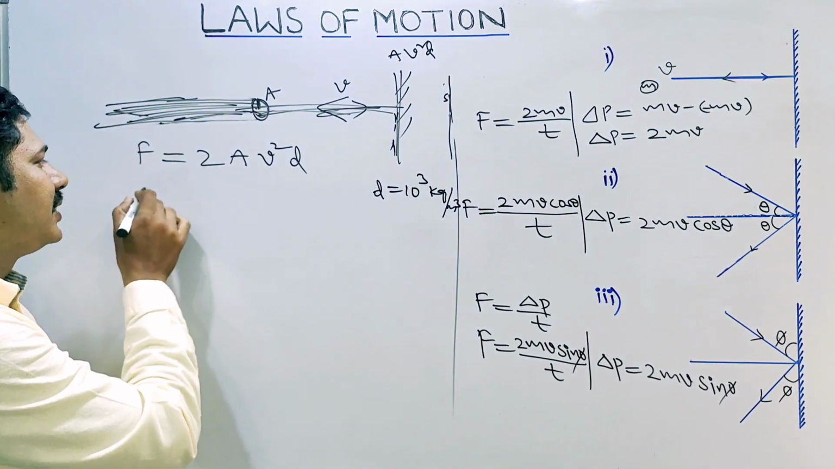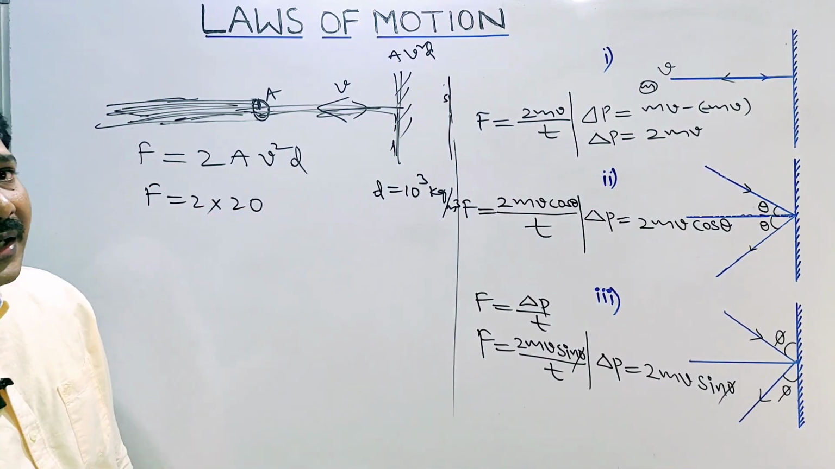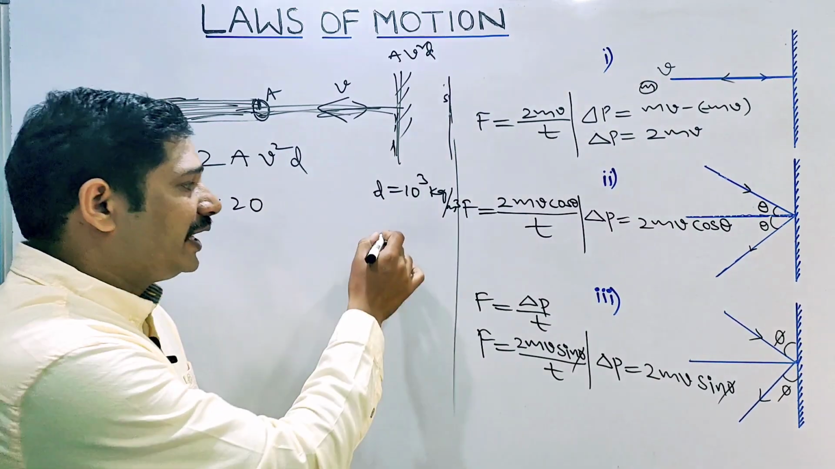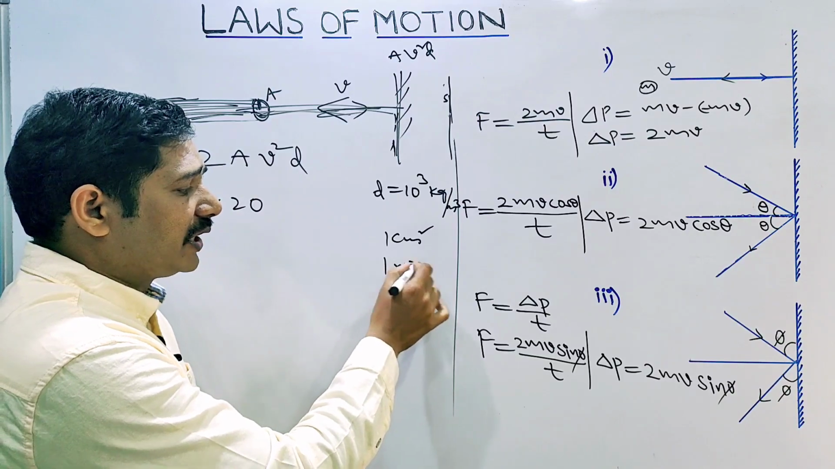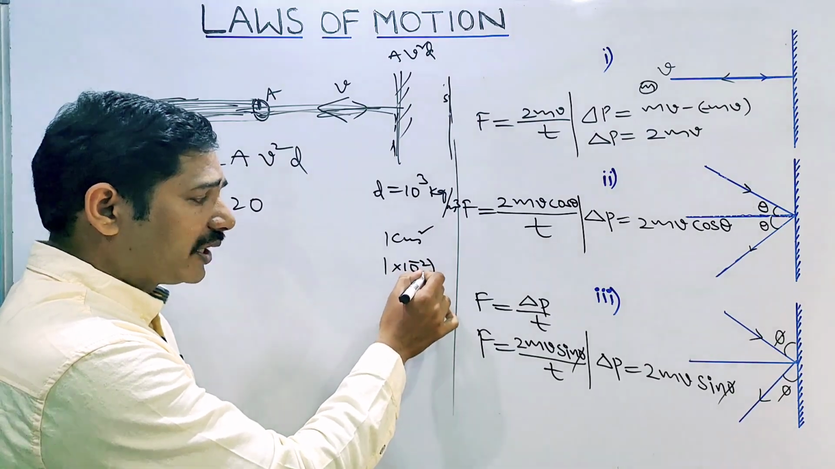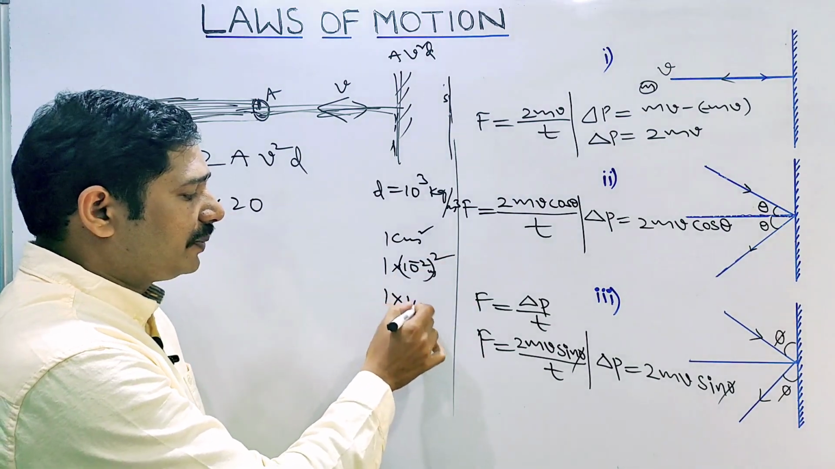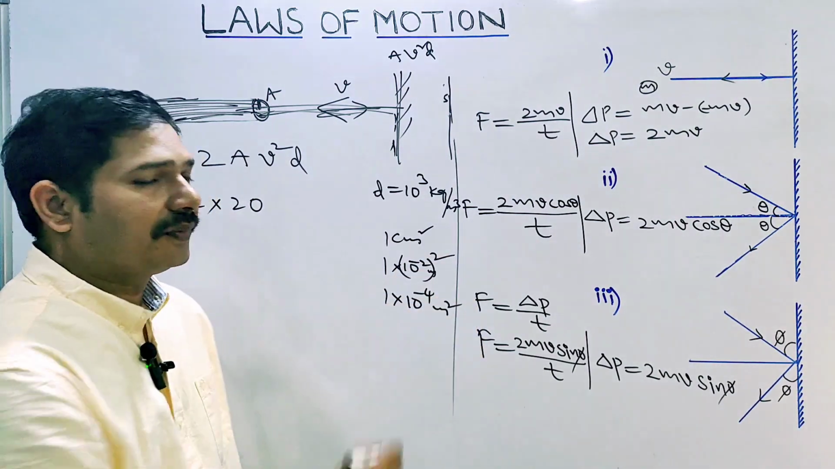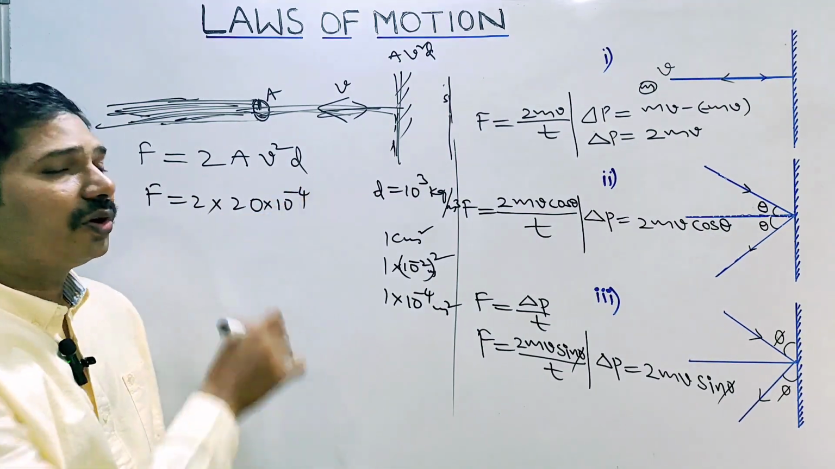Substitute the values. F equal to 2 into area of cross section, 20 centimeter square given. 1 centimeter means we know that 10 to the power of minus 2 meters, whole square, so that is 10 to the power of minus 4 meter square. So centimeter square equals 10 to the power of minus 4 meter square.